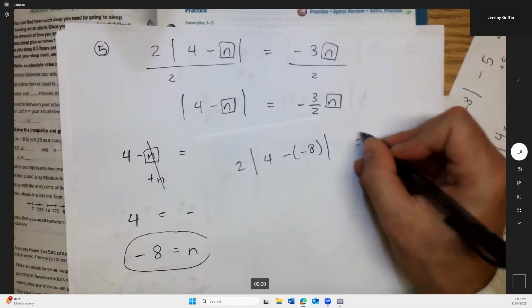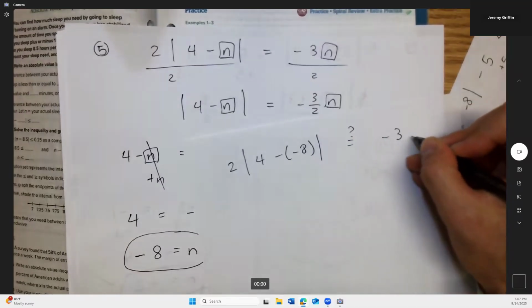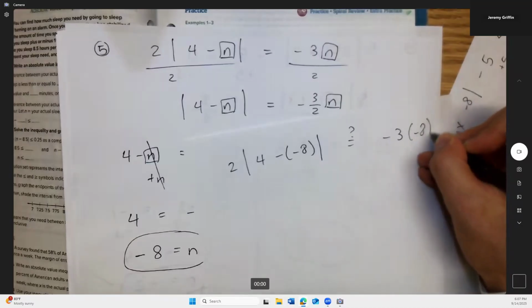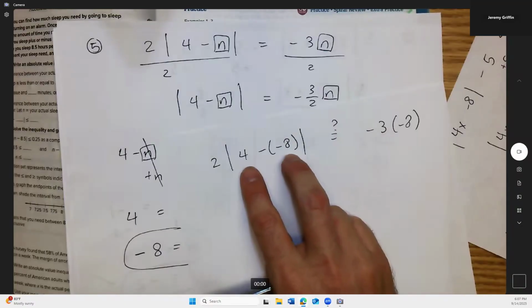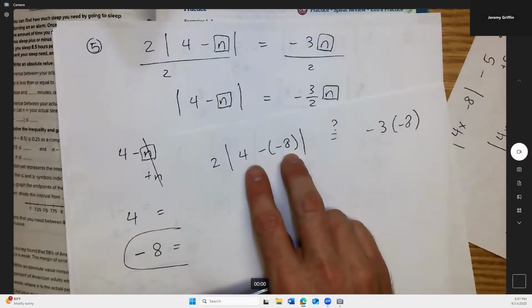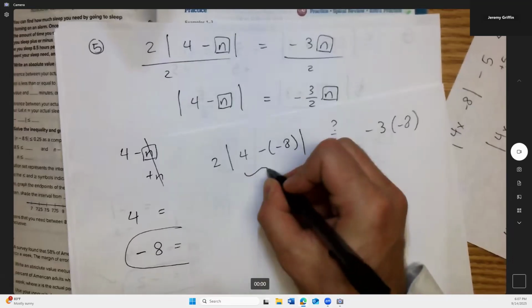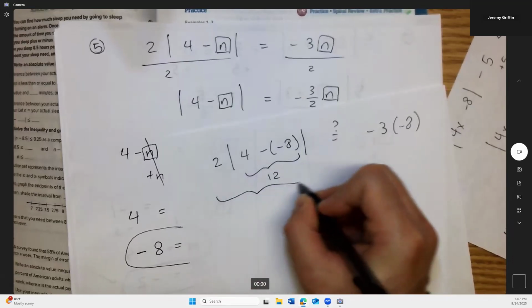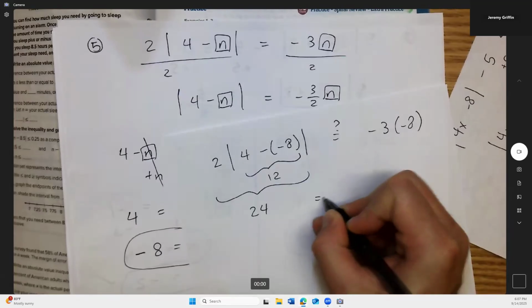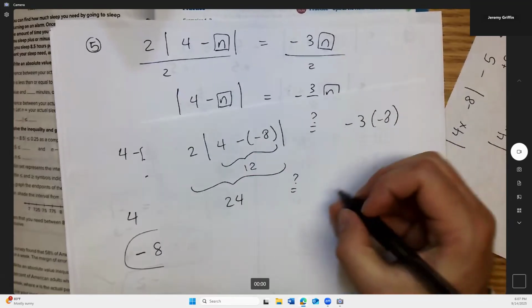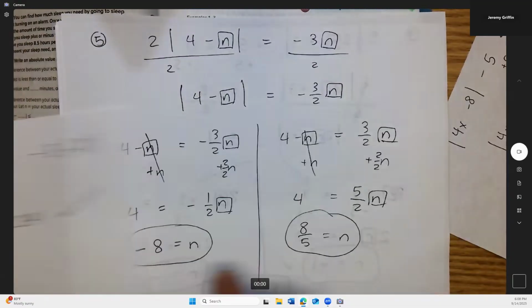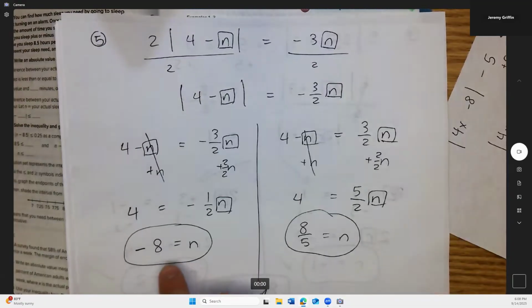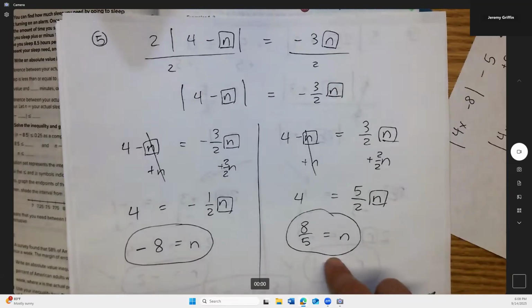Okay, is that equal to -3 times -8 over here? Okay, so is it? Let's find out. Okay, so all right, 4 minus -8 is not -4. This is 12, isn't it? Because isn't this 4 plus 8 is 12? This is all 12 right here. Okay. Times that 2, it gives me 24. So is 24 equal to -3 times -8 is 24? Yeah, that checks out. Check. Okay. So -8 does work as a solution.